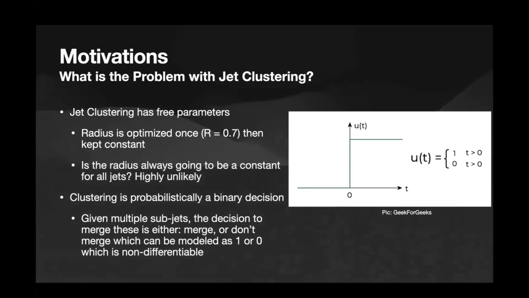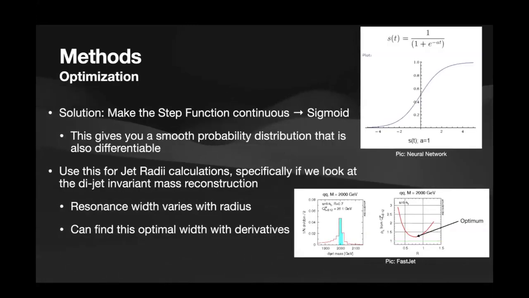But the problem is this decision that you make is not a differentiable decision, because this function is inherently not differentiable. It creates the delta function when you take the derivative of it, right? So how do we solve this issue? What do we do to fix it? You want to make it continuous, right? You want to make it something that's more readily differentiable. So that's where you can use a sigmoid function.